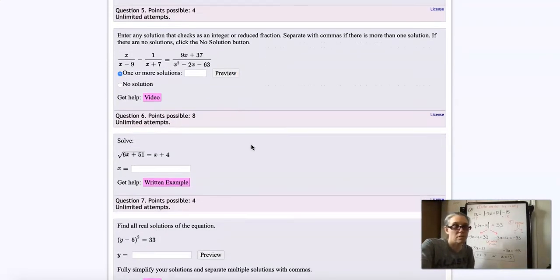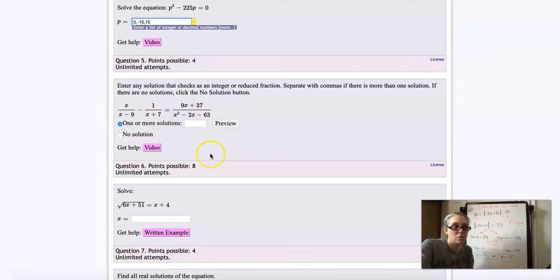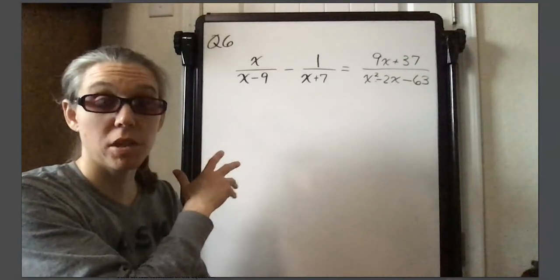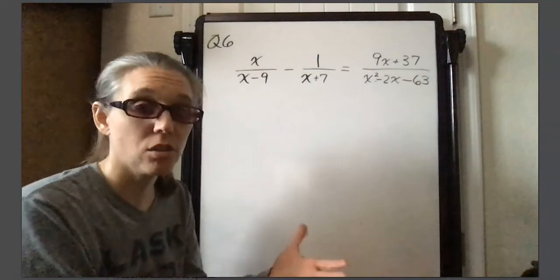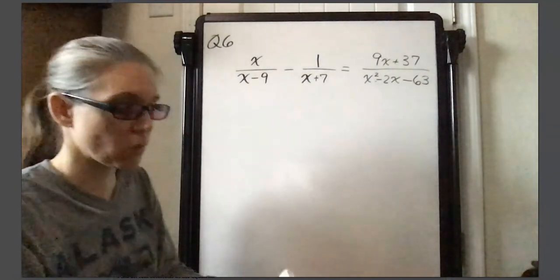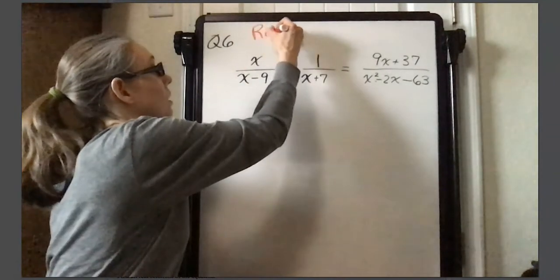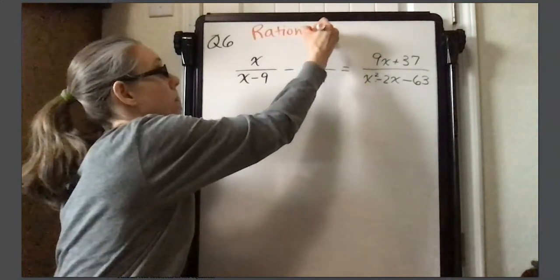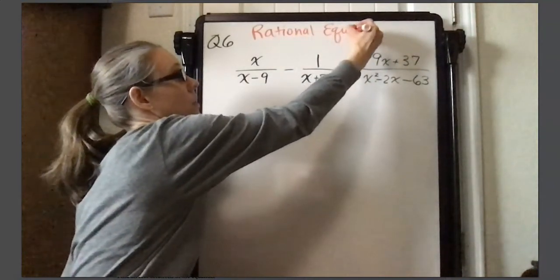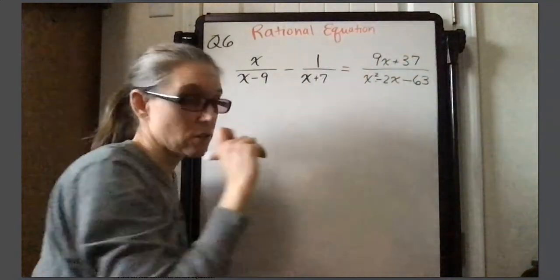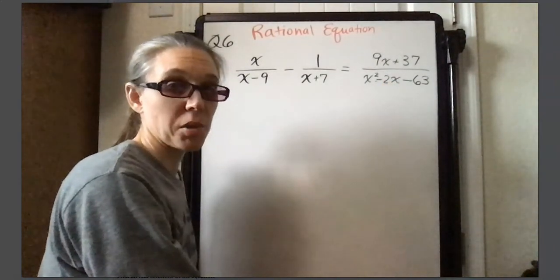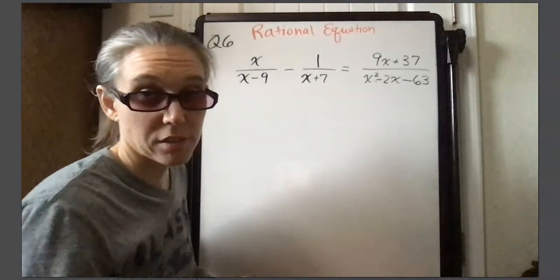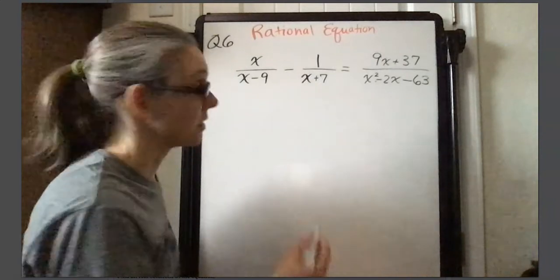Okay, question 6. Definitely we're going to put question 6 up on the whiteboard. So what we have here in question 6 is one of the harder concepts in the class. It's how do you solve a rational equation? This is called a rational equation. The first thing you want to do with a rational equation is you want to factor the denominators. Here we only have one denominator to factor, so we're going to copy everything else as is.